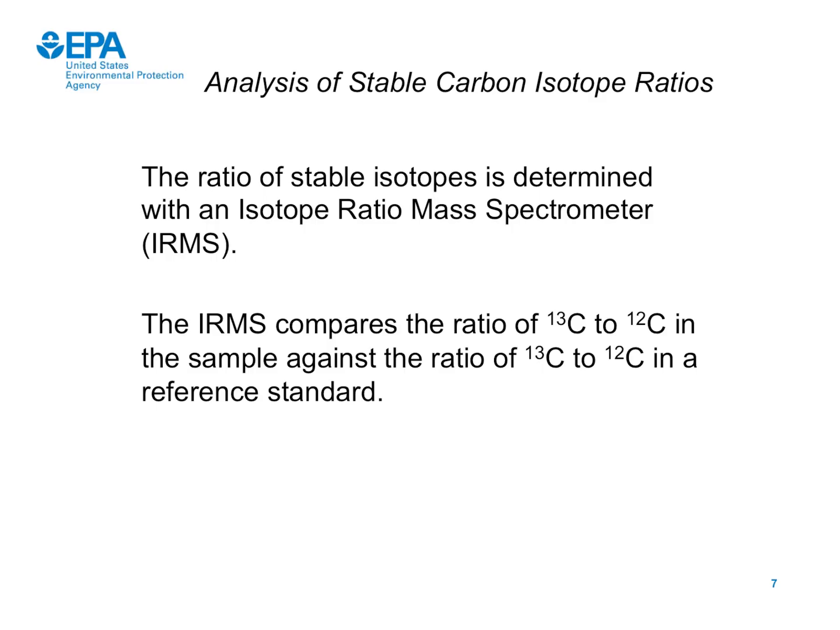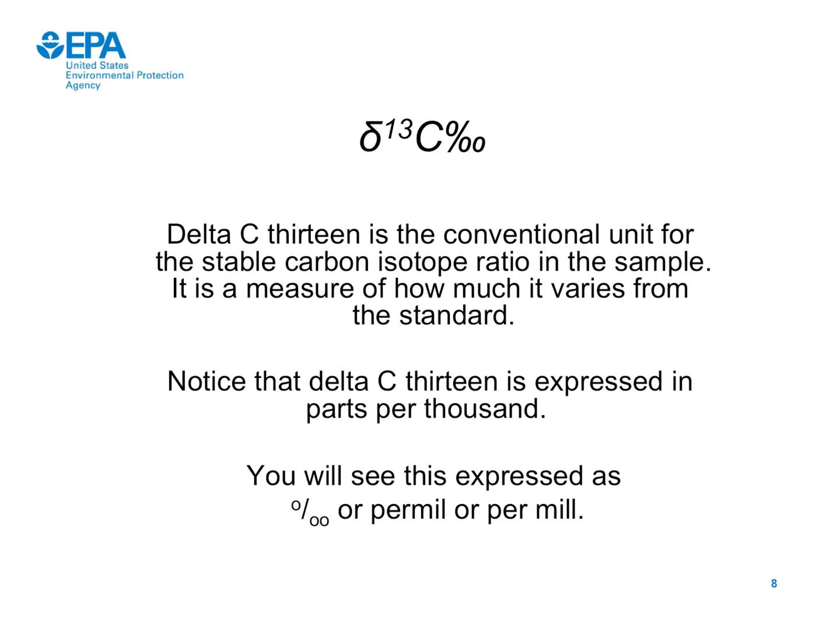So there is a device available that actually measures the ratio of the isotopes, and it's called a stable isotope ratio mass spectrometer. What it does is compare the abundance of the heavy isotope to the abundance of the more common isotope. And so it doesn't give you a concentration. The instrument actually reports the ratio of the two isotopes. Next slide.